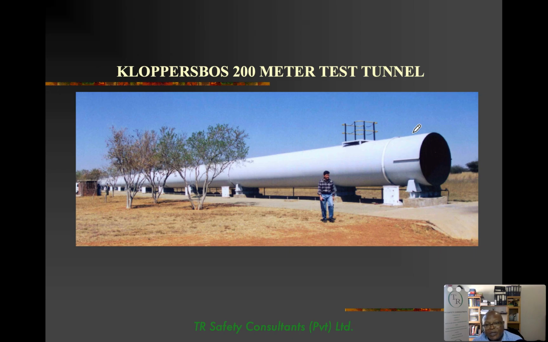So this is what is called the Clopas Boss, to show you how dangerous coal dust explosion and methane gas explosion can be. This is in Pretoria, a 200-meter test tunnel. I think this is about 2.5 meters in diameter. This pipe is 200 meters long. So they ignite a bit of coal at the end there.